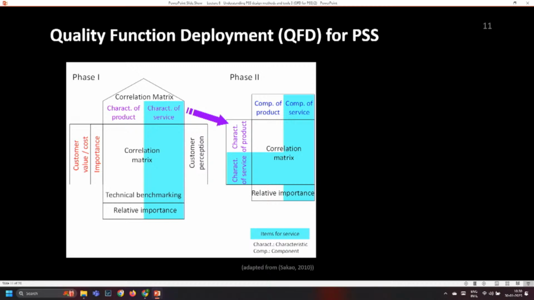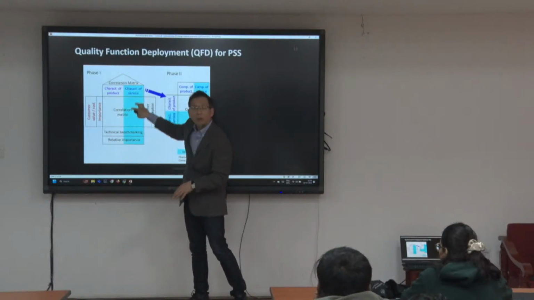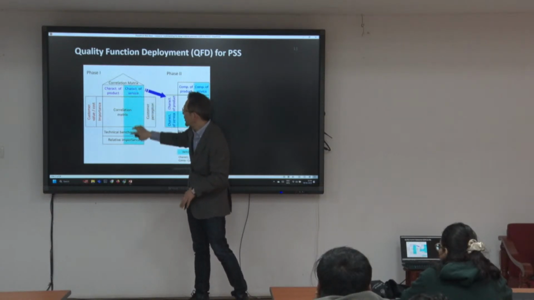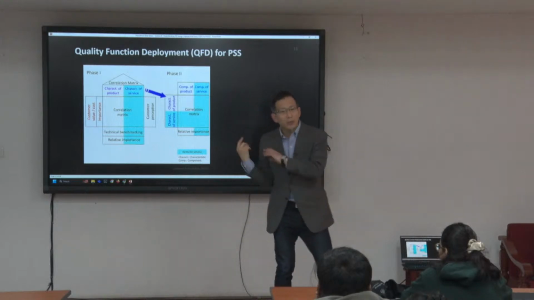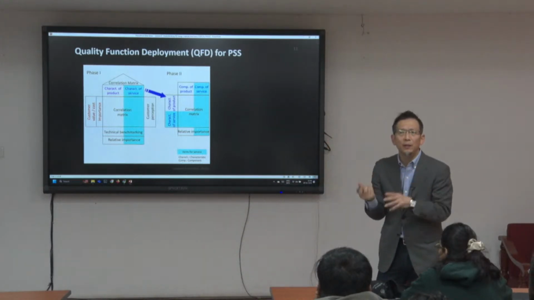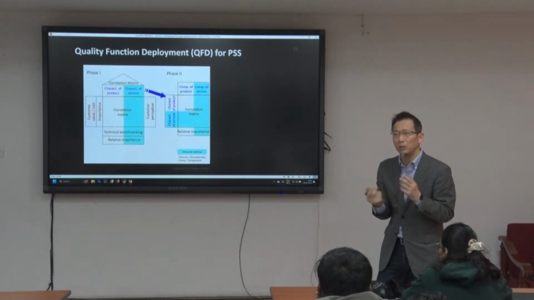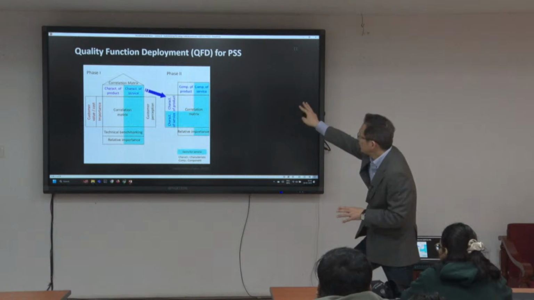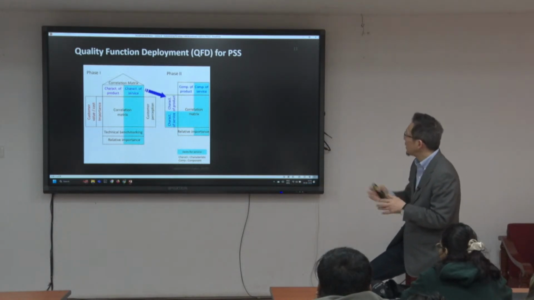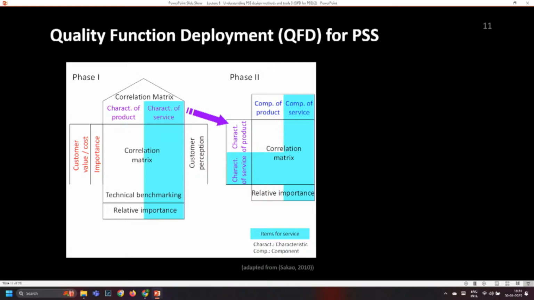And of course, the difference with the traditional QFD here is we need to have design parameters for the services here in the matrix. Without that, it is very similar, almost identical to the traditional product design QFD. So the new feature of QFD for PSS lies in the blue shaded parts of the matrix. And phase 2 aims to correlate the design characteristics and the components of the product and services.